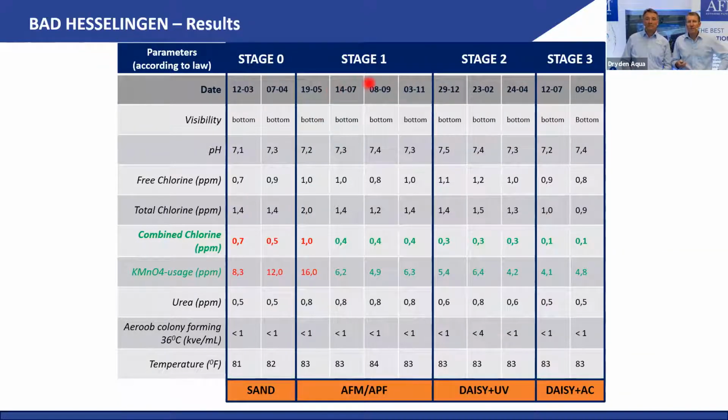Then we move to stage number 1, which was sand, and the flocculant they were using was replaced with AFM and APF, coagulant and flocculant. And then what you can see here is the development over a period of 6 months, roughly. And immediately after changing over to AFM and APF, these 2 values jumped up significantly. Terrible. Before they went then down, you know.